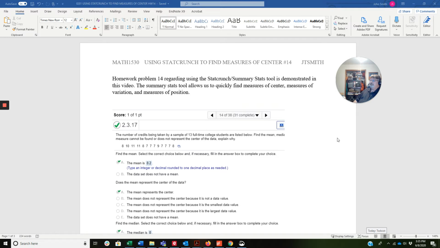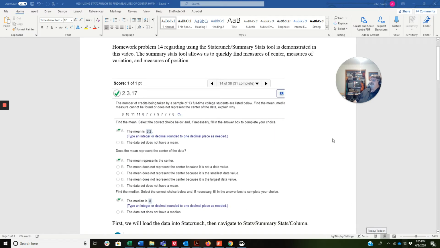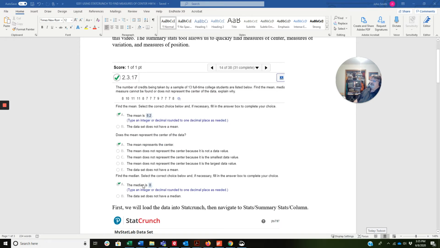The question we're going to use for this is number 14. And if you'll notice, we have a data set and we have the button here to load it into StatCrunch, which I'm going to do. And it's asking us to find the mean and asks us, does that mean represent a measure of center? The median, does it represent the measure of center?